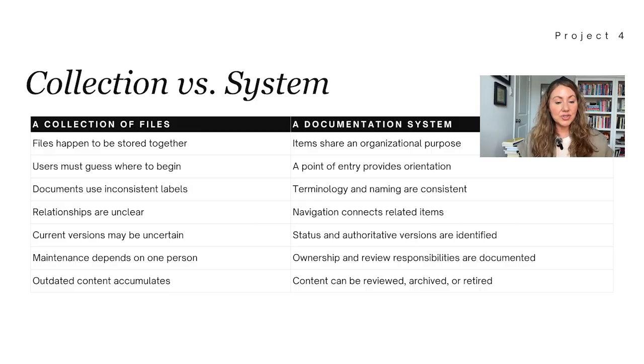It has a clear point of entry that helps users understand what the system contains and where they should begin. The documents use consistent terminology, titles, and organizational patterns. Related items are linked or positioned so that users can understand how they work together. A user completing one task can locate the document that supports the next step. The system also communicates content status. Users can identify the authoritative version instead of choosing among files labeled final, final revised, final new, and anything within that realm, which I am sure I am not the only person to have done before.